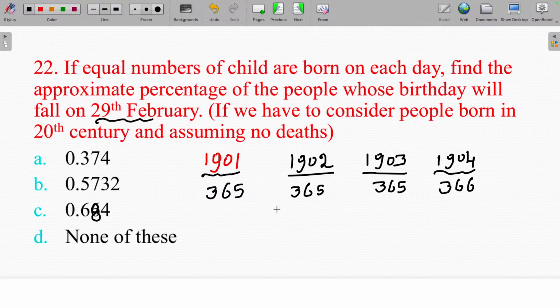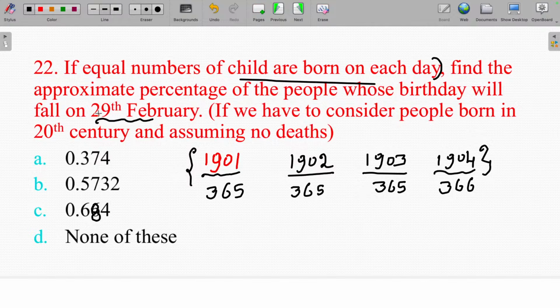Okay, now the first concept I will explain. Suppose an equal number of children are born on each day. Find the approximate percentage of people whose birthday will fall on 29th February. Tell me, in these 4 years, how many times will you get 29th February? Only one time, right? Yes, sir.